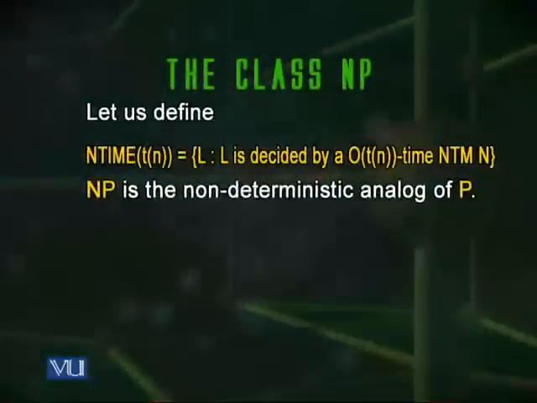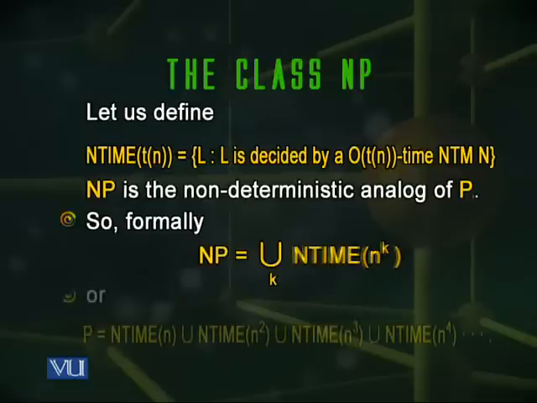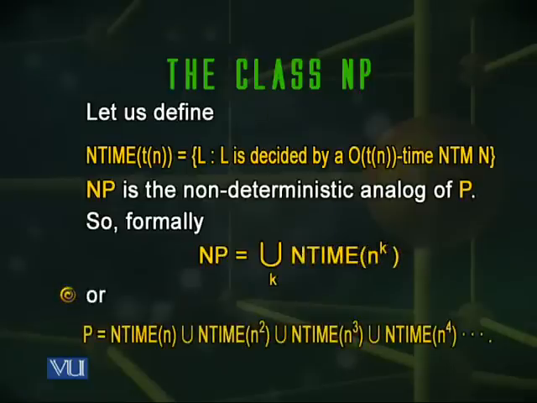So this is just the non-deterministic analog of the deterministic class. Now NP is the non-deterministic analog of P. So formally NP is just the union over all k of NTIME(n^k). Or we can say that NP is NTIME(n) union NTIME(n^2) union NTIME(n^3) union NTIME(n^4), and so on.